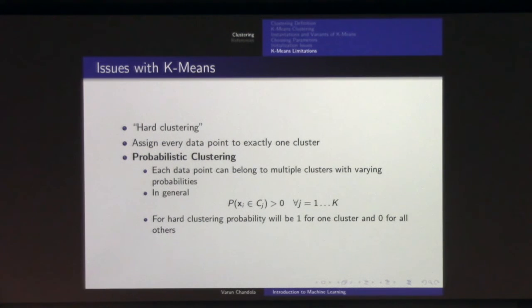So that motivates us to understand probabilistic clustering, also known as soft clustering. So instead of hard, soft, which means that instead of assigning every point to one cluster, each data point can belong to multiple clusters with varying probabilities, and that's the important part, right? So in general, the probability of xi belonging to any cluster Cj will always be greater than 0. So it will never be equal to 0 for anything, right? On the other hand, for hard clustering, it's either 1 or 0, right? So that's the difference. So that motivates the next part of our syllabus that I'll move on to.